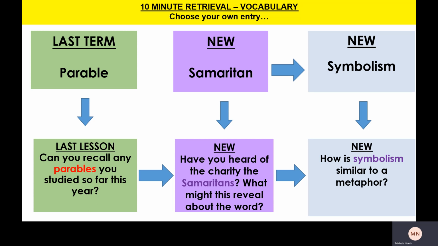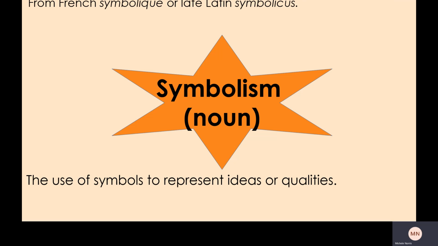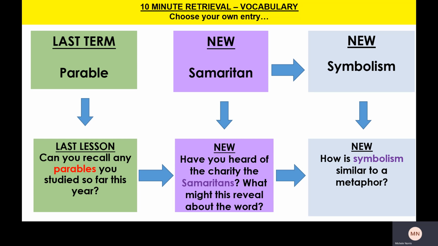Your second piece of vocabulary is symbolism. So let's have a look at the meaning. Symbolism is the use of symbols to represent ideas or qualities. Now, how might symbolism be similar to a metaphor? Okay, so take your time to jot yourself down an answer. Stop the video now, please.